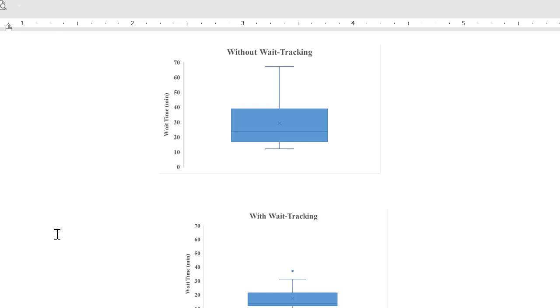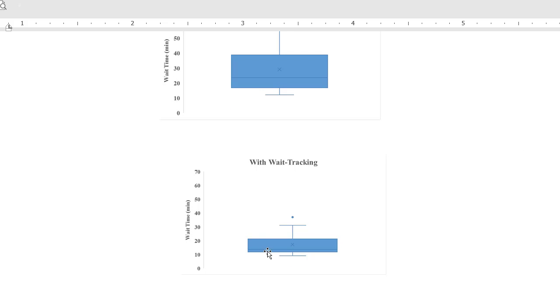Then for part C and D, I was looking for a graph that looks similar to this and that you had proper labels on it. This is the one without tracking, and if we scroll down just a little bit, you see the one with tracking. Again, there's more variation here, there's less variation here. Then for part E, what you would want is that the wait times for patients with the wait tracking system are substantially shorter than those for patients without the wait tracking system.